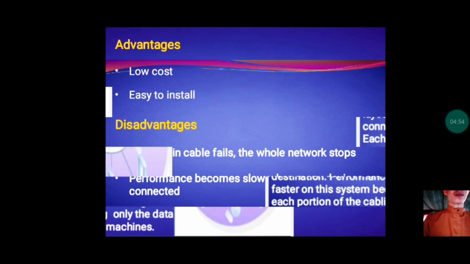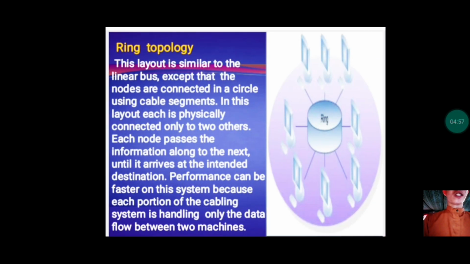Ring topology. This layout is similar to the linear bus except that the nodes are connected in a circle using cable segments. In this layout, each is physically connected only to two others. Each node passes the information along to the next until it arrives at the intended destination. Performance can be faster on this system because each portion of the cabling system is handling only the data flow between two machines.